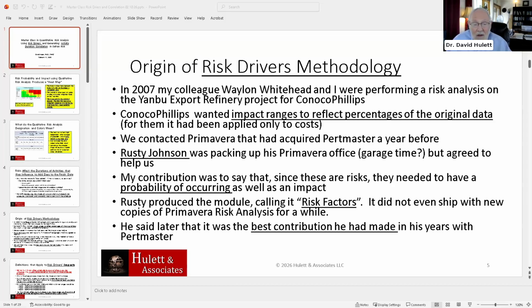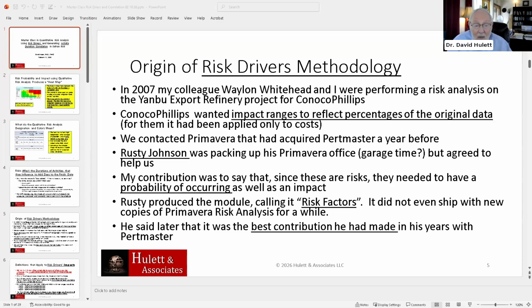Well, ConocoPhillips wanted to show the impact of ranges to reflect percentages of the original data used. And why I say original data instead of duration is because at that point, ConocoPhillips had used the percentages as original data only on cost. So there would be cost, and then one up to the optimistic might be adding 10% to the total cost of a particular cost breakdown item, or 30% or 50% or something like that if it happened. Again, with the probability being involved.